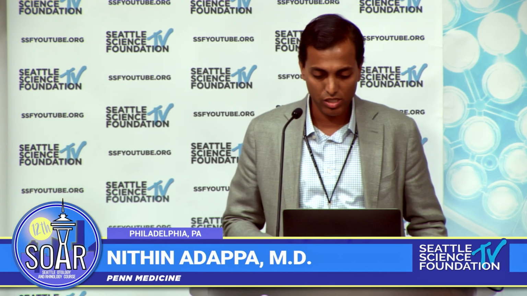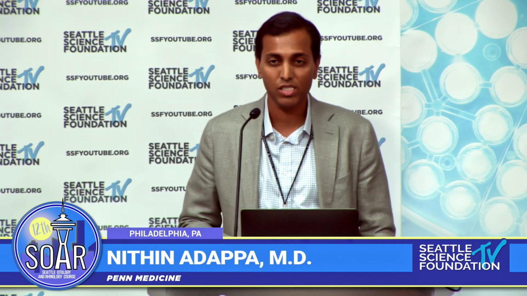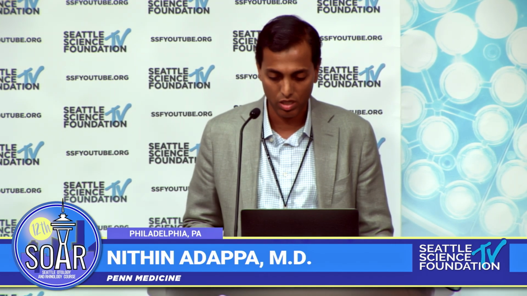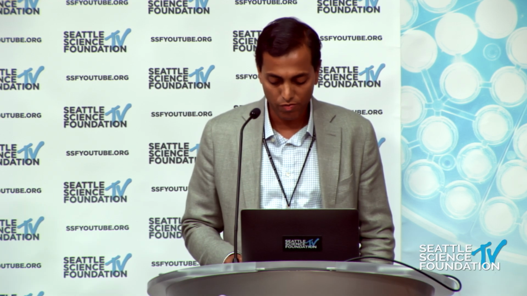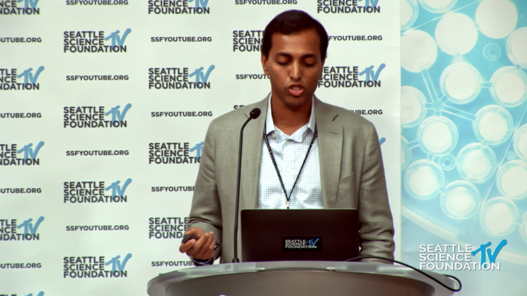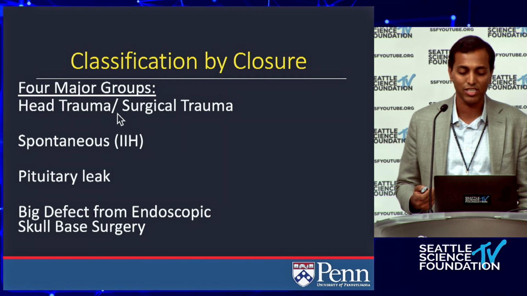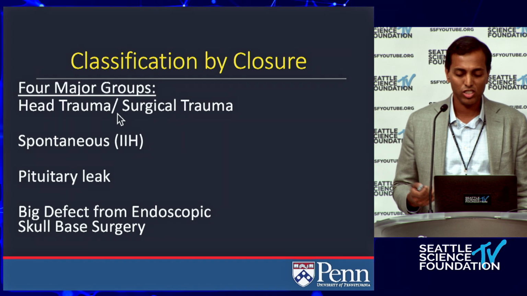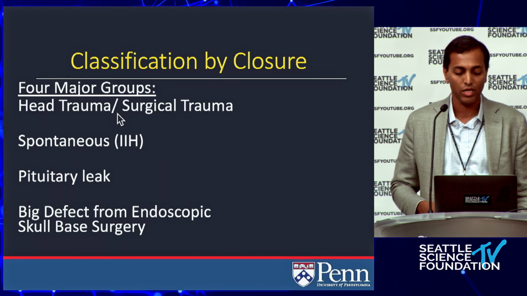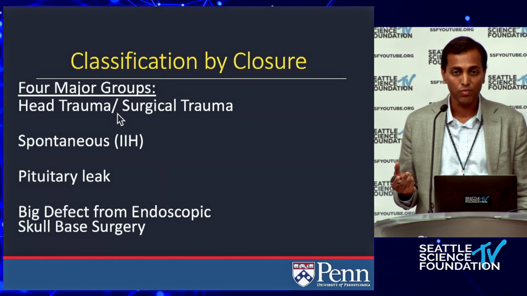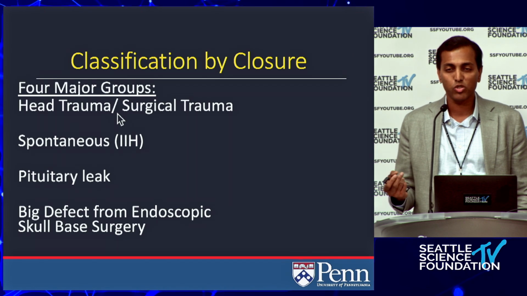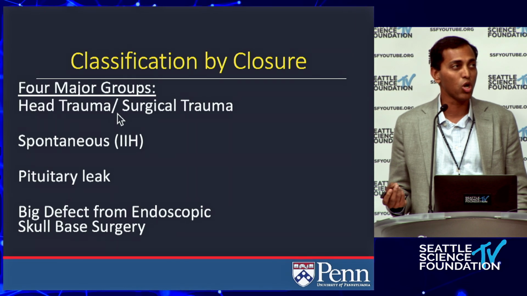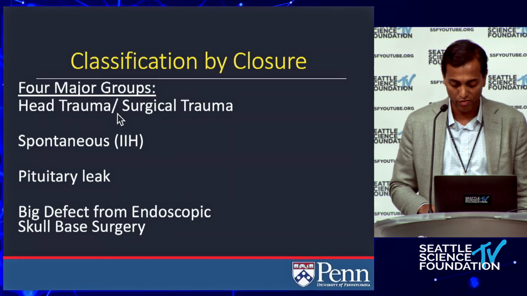Managing complications, CSF leaks. So we're going to stay in the same arena as Stacy, but switching gears slightly. If you think about classification of CSF leaks, essentially there are four big categories: head trauma or surgical trauma, spontaneous, so this is your IIH, pituitary leaks, which are skull-based but very small leaks, and then your very large skull-based defects.